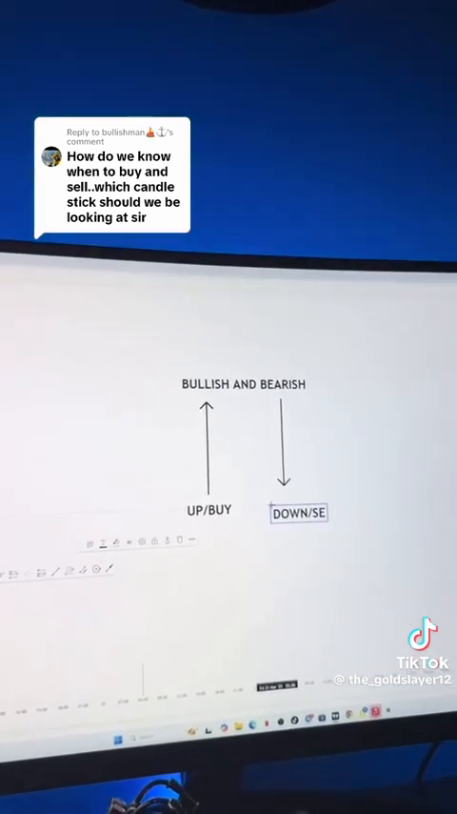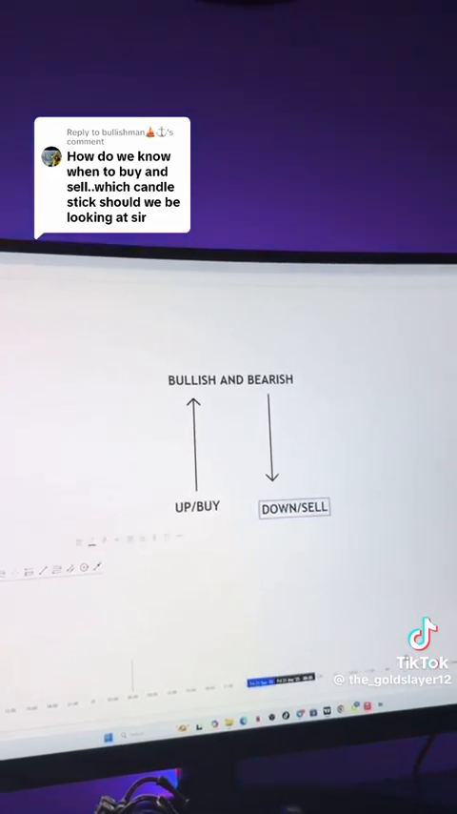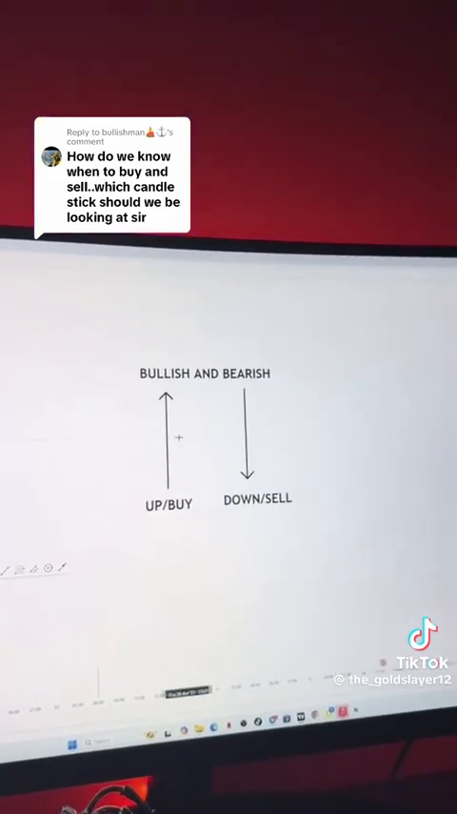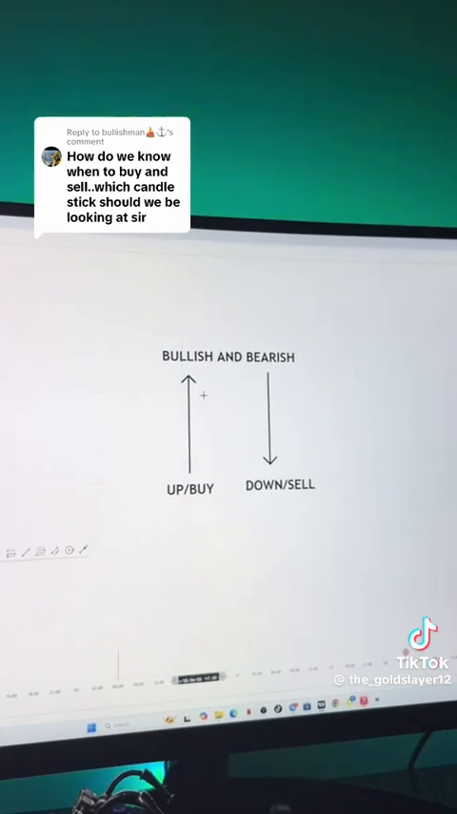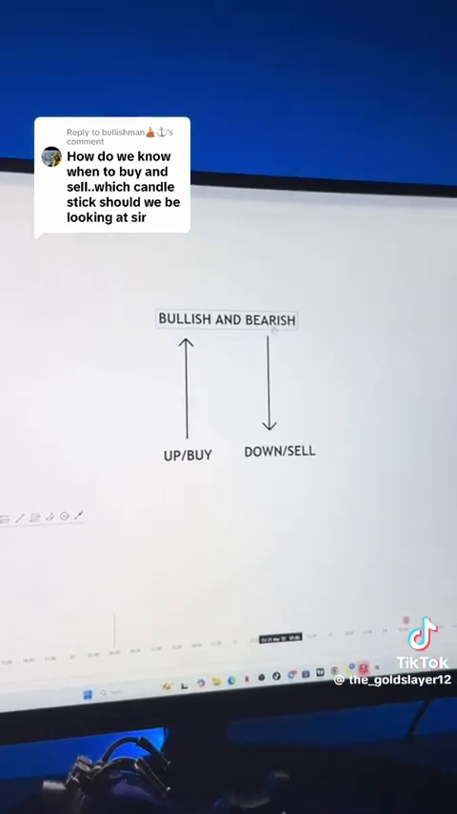Or sell. Do you get it? Yeah, so these are the two types of candlesticks we have in the market. When you see a bullish candlestick, it's telling you the market is going to be buying. When you see a bearish candlestick, it's telling you the market is going to be selling.